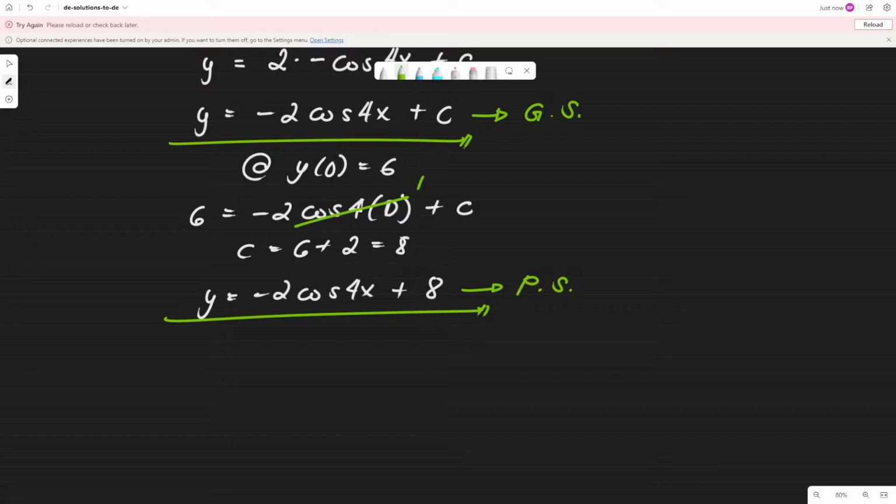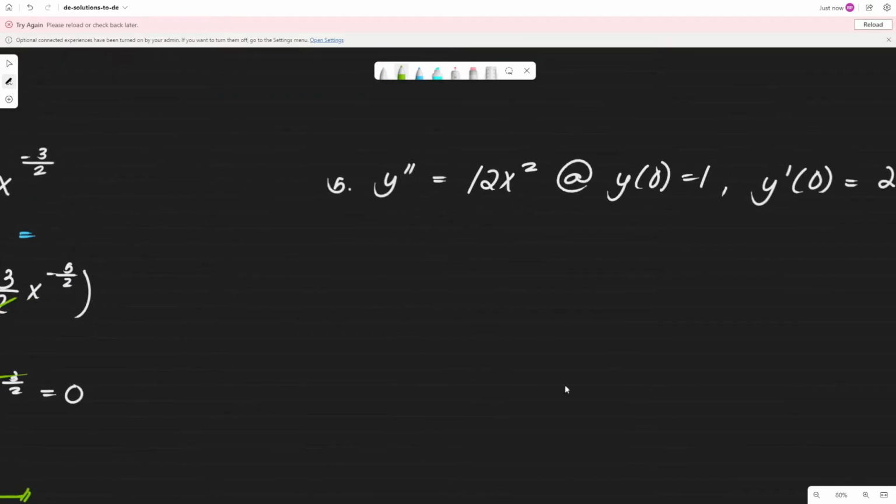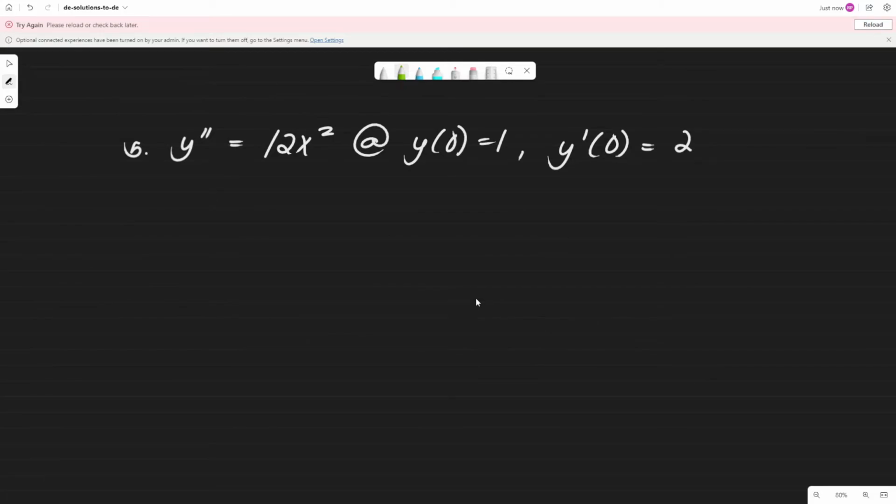Okay? So, in solving differential equations, guys, hindi na kailangan sabihin kung general solution or particular solution yung hinahanap. Meron tayong keywords or palatandaan to know if we are asked to find the general solution or the particular solution. Just like this one, we have y double prime is equal to 12x squared at y of 0 is equal to 1 and y prime of 0 is equal to 2. Pag nakakita kayo ng ganito, this is an initial value problem again. Pag nakakita kayo ng ganito, automatic particular solution ang hinahanap.